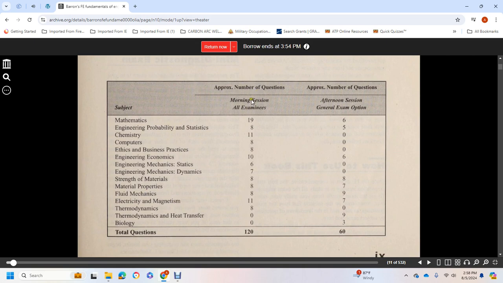The approximate number of questions in the morning session: mathematics 19, afternoon 6, engineering probability, chemistry, computers, ethics and business practices, engineering economics, mechanics statics, mechanics dynamics, strength of materials, material properties, fluid mechanics, electricity and magnetism, thermodynamics and heat transfer, and biology.